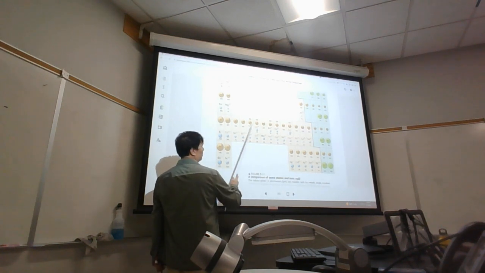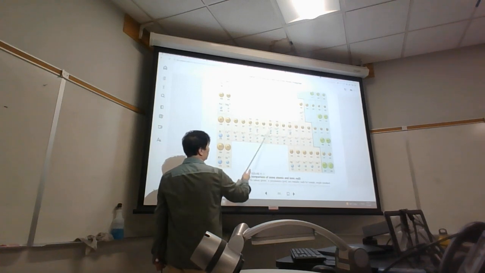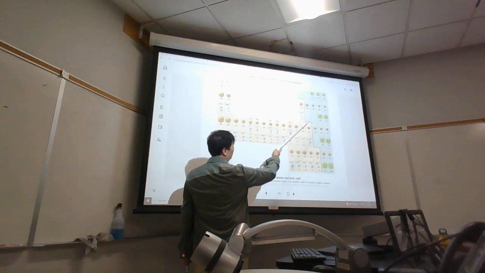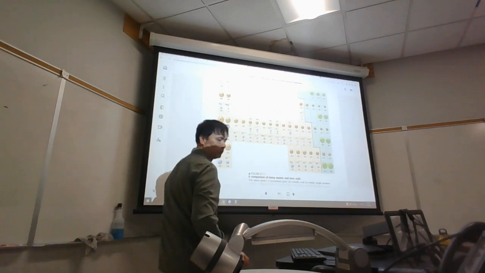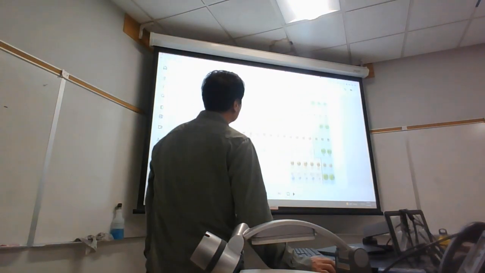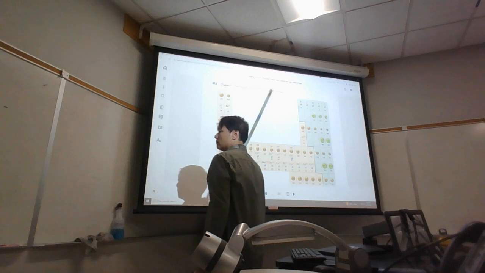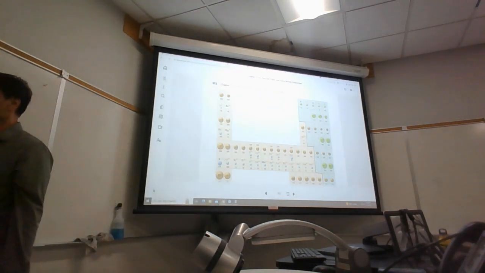You see it here, the size is shrinking, although there's some weird stuff going on here. But from sodium to chlorine, shrinking. From lithium to fluorine, it's shrinking. Z effective is going up, essentially because same shell electrons are not effective shielders.